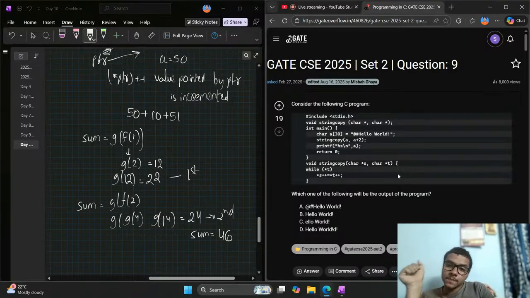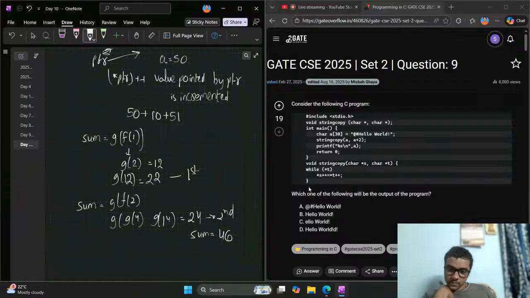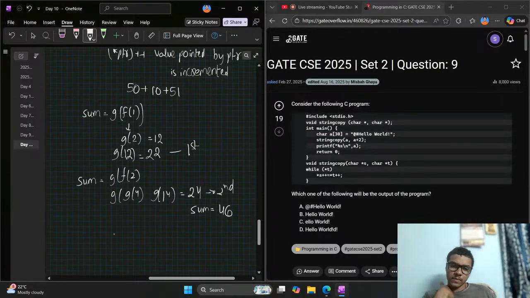String copy. Character A30. Okay. Hello world. A comma A plus 2. A is pointing to at the rate of, and A plus 2 is pointing to H. So string copy A comma H. That was called. Let's see what string copy does.